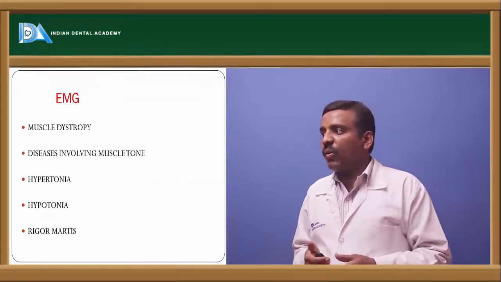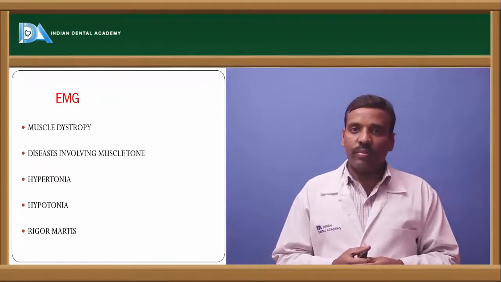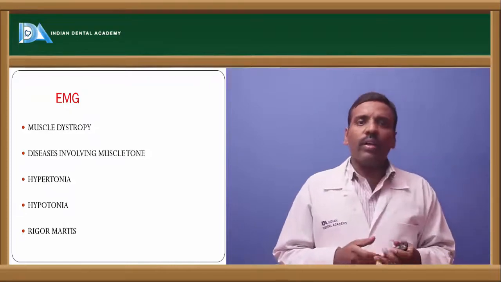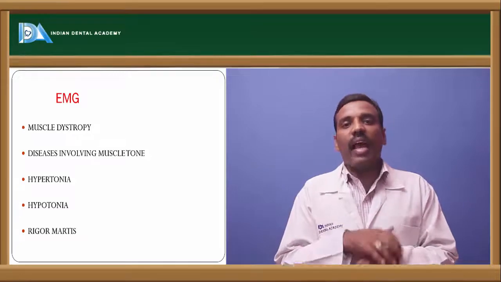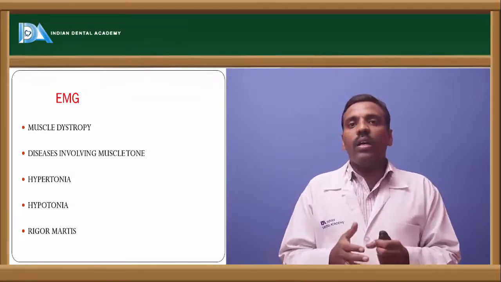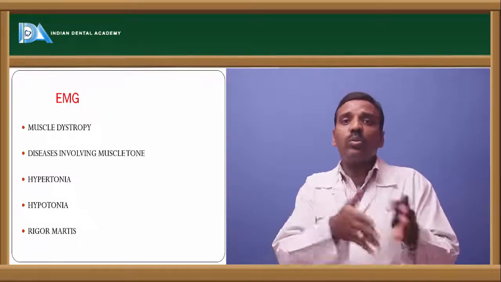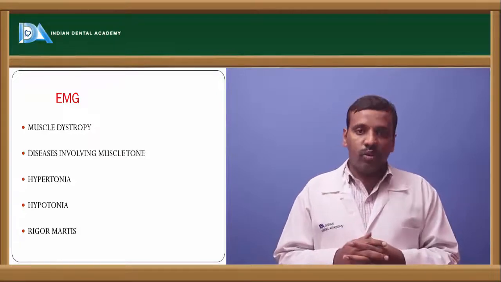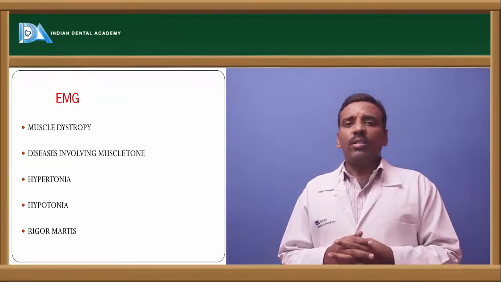Next is EMG, electromyography. By this we can record the muscle tone and muscle activity, how much strength it takes, how much it works, and how it responds to a particular stimulus. All this we come to know by the electromyograph. This is mainly for the muscle tone.